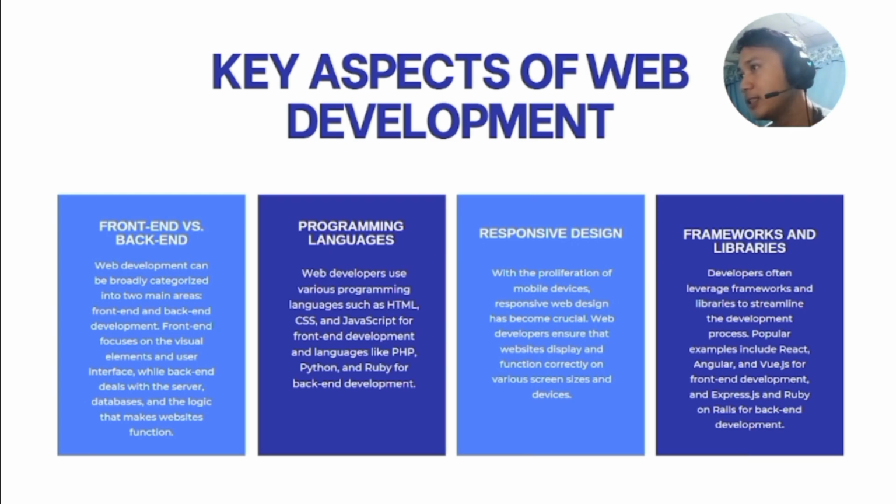And the next is frameworks and libraries. Developers often leverage frameworks and libraries to streamline the development process. Popular examples include React, Angular, and Vue.js for front-end development, and for the back end, Express.js and Ruby on Rails.